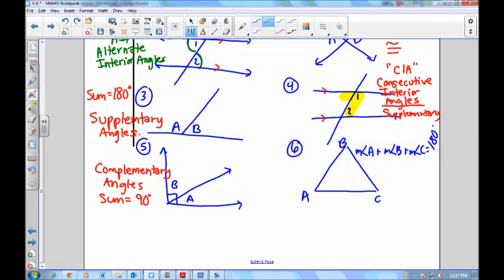Does anyone know the title of this? Mara? There we go. Triangle angle sum, because we add them all. So it's called triangle angle sum theorem. Theorem, abbreviation, THRM.